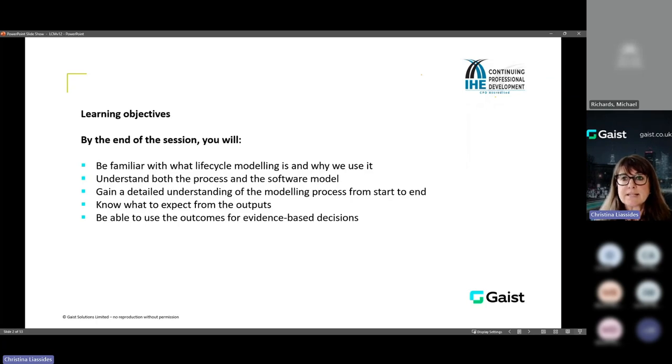It's about understanding both the process of life cycle modelling and the actual software model. There's not one size necessarily, but what we mean by life cycle modelling versus the model. To gain a detailed understanding of the modelling process, so that whole process that goes into life cycle modelling. To know what to expect if you carry out life cycle modelling, what outputs will you get, and then being able to use outcomes for evidence-based decisions.